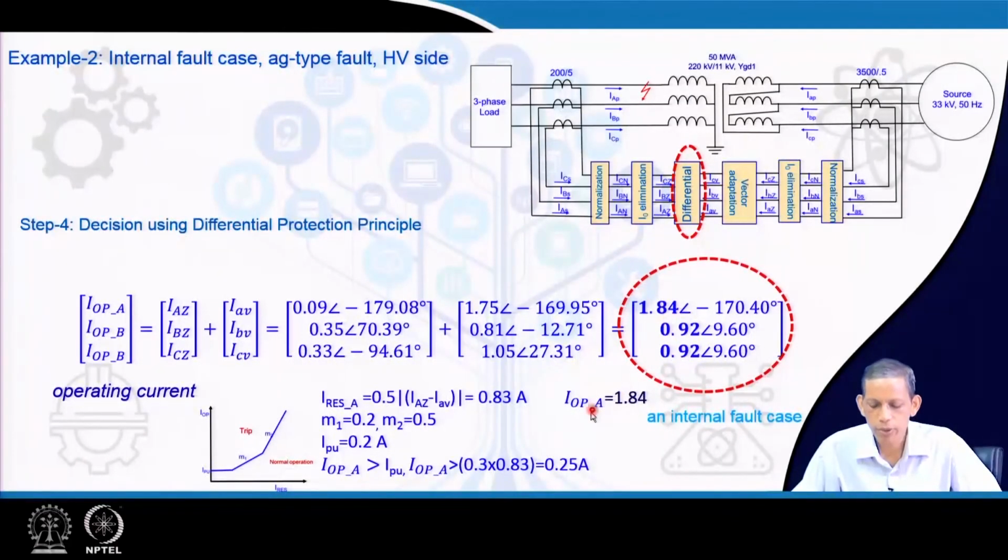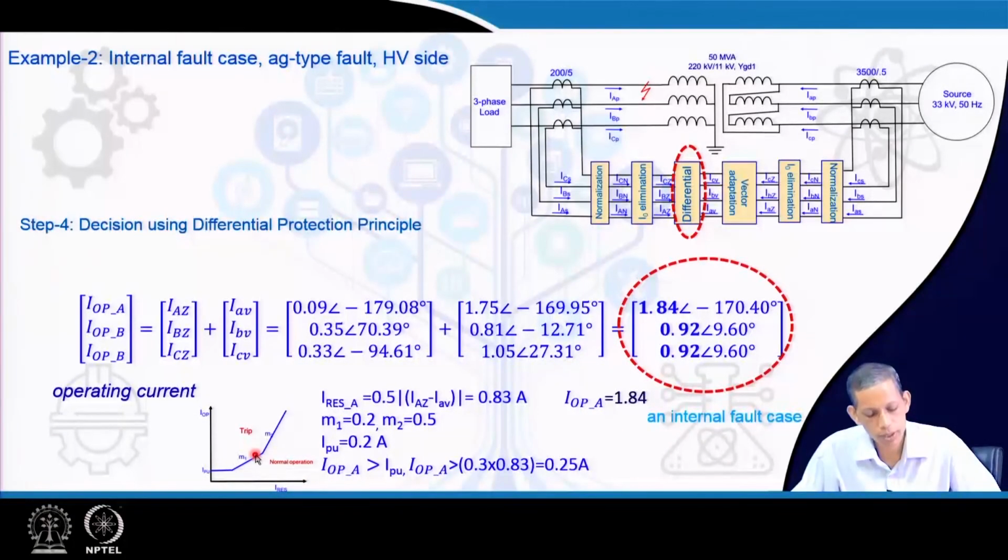So, for this case I operating is 1.84 for phase A, and the restraining current, 0.5 times IZ minus IB, is calculated to be 0.83 ampere. M1 is 0.2 and M2 is 0.5 like the earlier case, and IPU is 0.2 ampere. Now, the I operating current is greater than IPU. That is the first check: 1.84 is greater than 0.2. M1 times 0.83 also gives 0.2 ampere, so I operating 1.84 is also greater than 0.2 ampere.